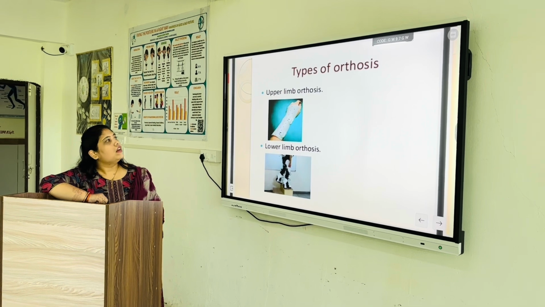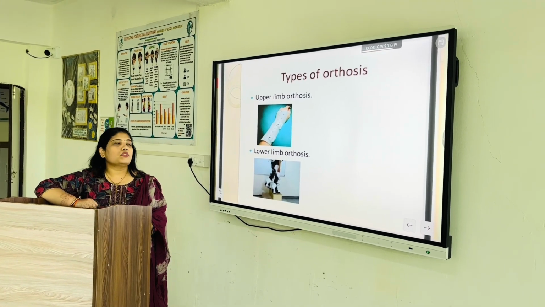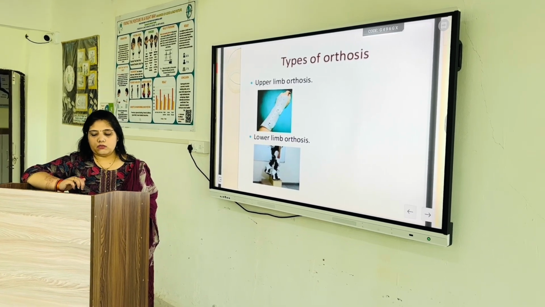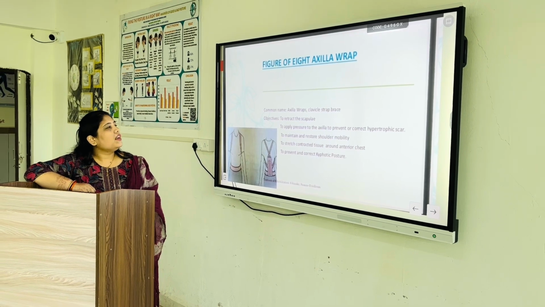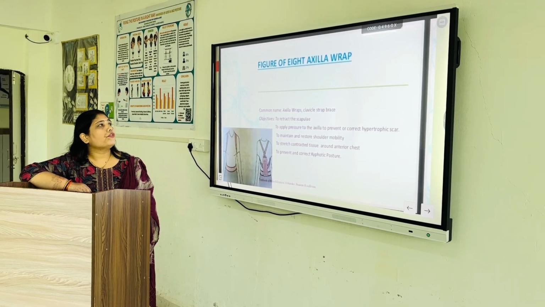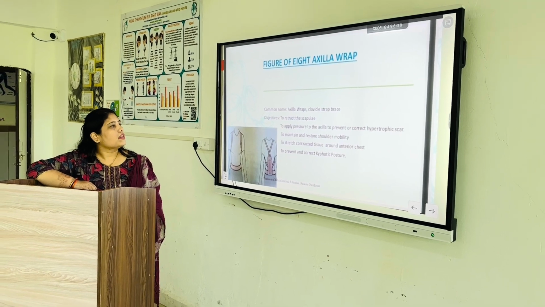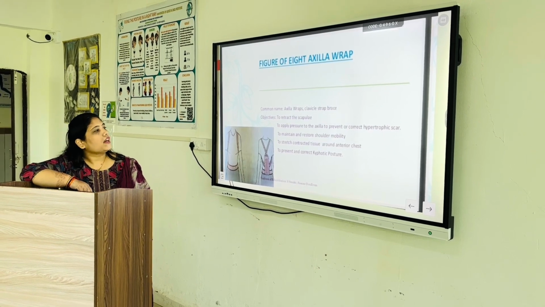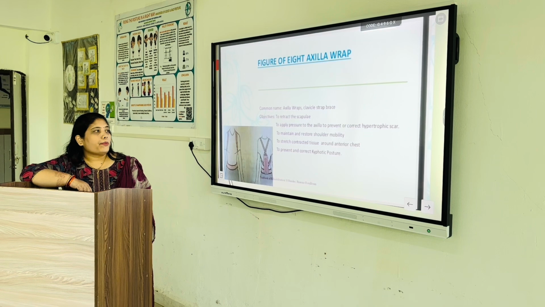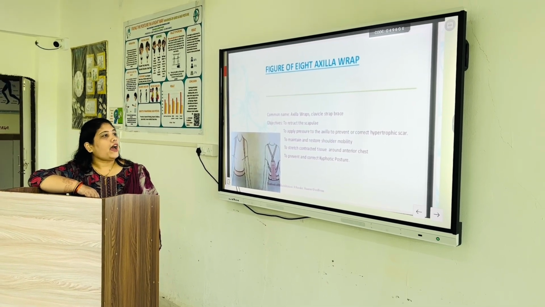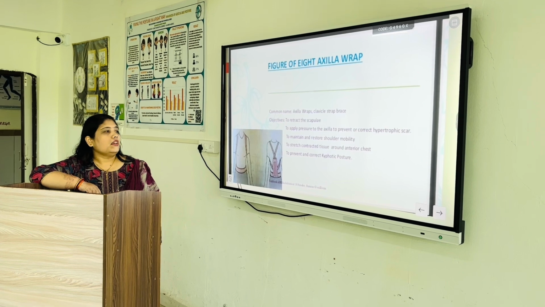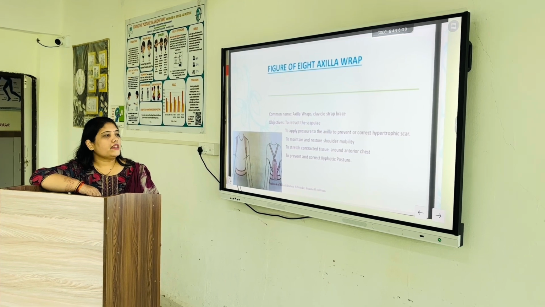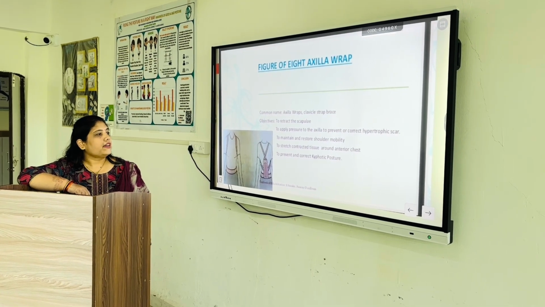Now, types of orthosis. There are 2 types of orthosis: upper limb orthosis and lower limb orthosis. First, in upper limb orthosis, we discuss the figure of 8 axilla wrap. Common name is clavicle strap brace. The objective of this orthosis is to retract the scapula, to apply pressure to the axilla to prevent or correct hypertrophic scar, to maintain and restore shoulder mobility, to stretch contracted tissue around the anterior chest, and to prevent and correct kyphotic posture.